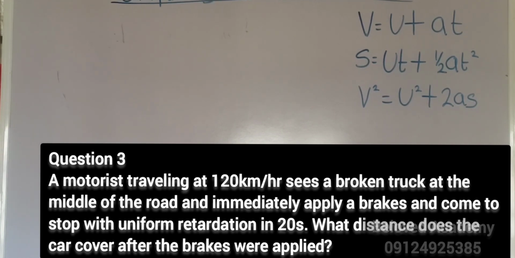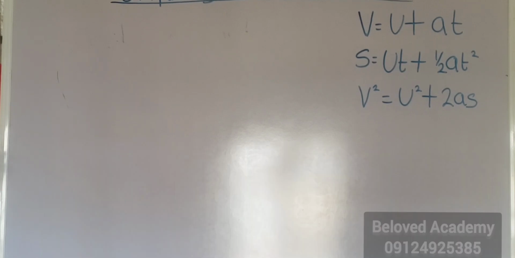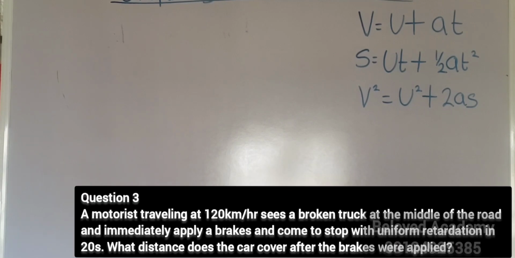Okay, the motorist was traveling at 120 km per hour. You can see now, 120 km per hour, is that acceleration or speed? That is speed. And this kind of speed is velocity because it has direction. So the velocity is 120 km per hour. Now, velocity in uniformly accelerated motion can either be final or initial. Is this initial velocity or final velocity? Yeah, this is initial velocity.